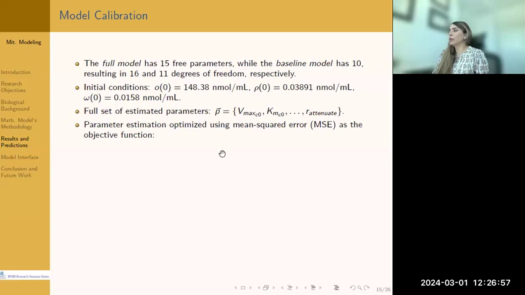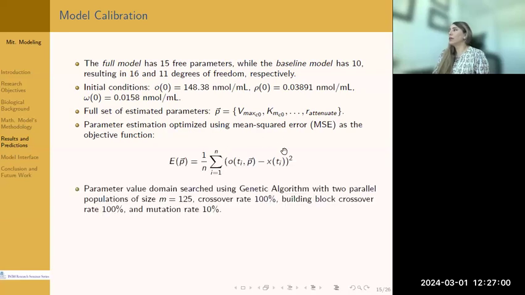Parameter estimation is optimized using the mean squared error, as you can see in the formula here, as an objective function, which quantifies the discrepancy between the simulated and the measured data. The parameter value domain is explored using the genetic algorithm, employing two parallel populations of size 125 with crossover and mutation rates accordingly.